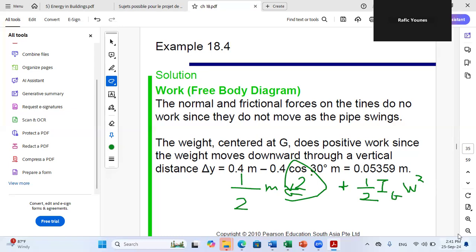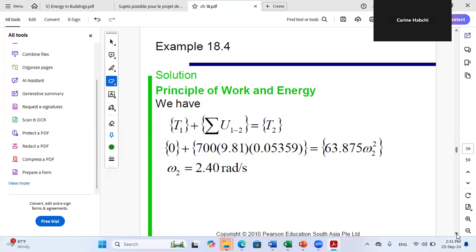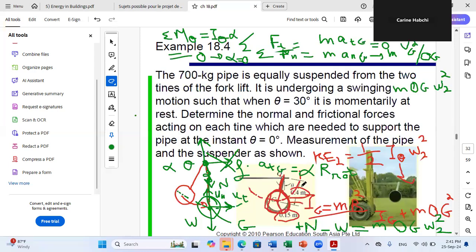So now if we apply the work and energy principle, what is the only force doing work here in this case? We said that the frictional and normal forces are applied at the fixed point O, so no work. We only have the weight. So I just have to compute the work of the weight. If we go back to the figure, the system is moving downwards, it's rotating and G is moving down. Because G is moving down, the work of weight will be positive. So we just have to compute the vertical displacement of the weight.